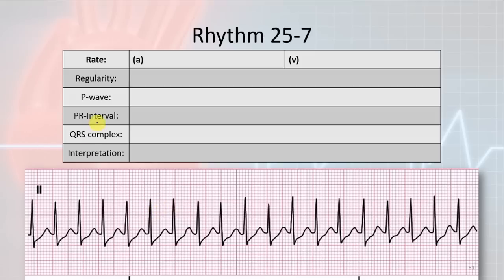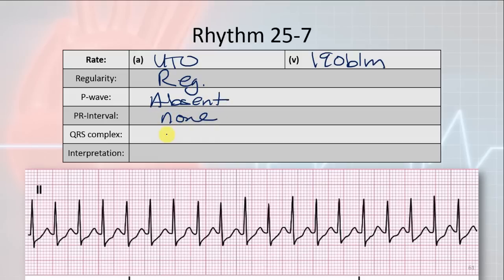Couple more rhythms here. We don't identify a very definitive atrial rate here, so we're going to say it's unable to obtain. Ventricular rate, I calculated previously, is 190 beats per minute. Regularity, I'm going to eyeball it and say that it's regular. P waves, I'm going to say are absent. PR interval is going to be none. The QRS complex, if I had calipers, I could be a little bit more precise, but I'm going to say it's 0.08 second. Interpretation, we could play it safe and call it a narrow complex tachycardia.